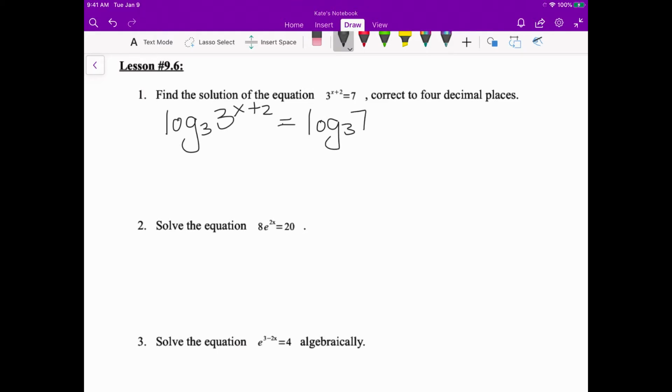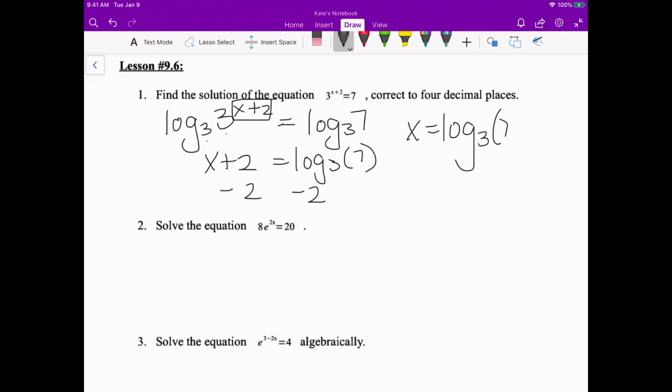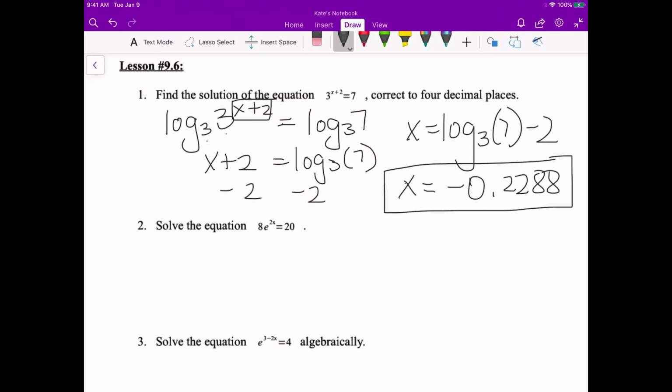On this side, because my log base and my exponential base are the same, it will equal my exponent. So this side ends up equaling x plus 2 equals log base 3 of 7. Then to solve for x, I subtract 2, and we end up with x equals log base 3 of 7 minus 2. And then if we simplify that, x will equal a negative 0.2288. And that will be my final answer.